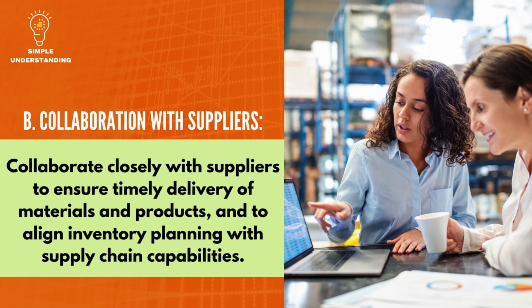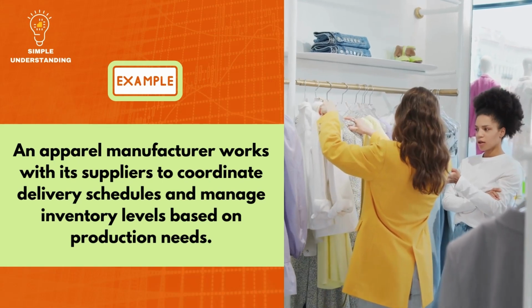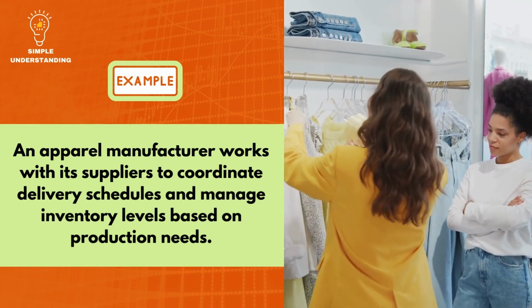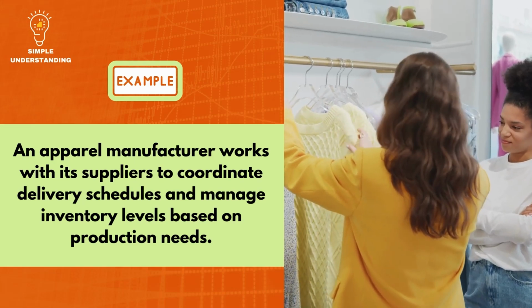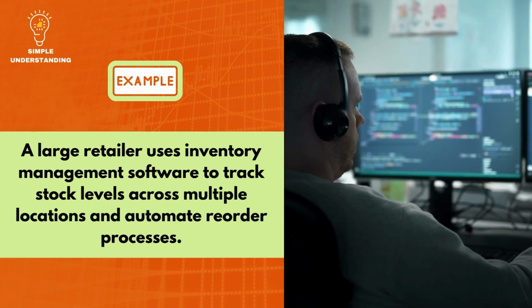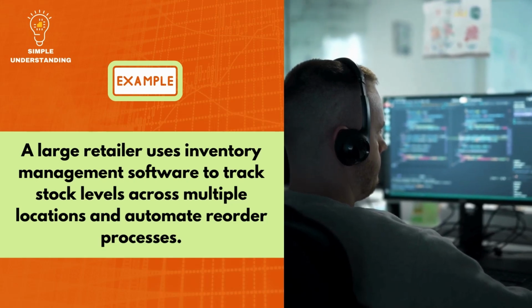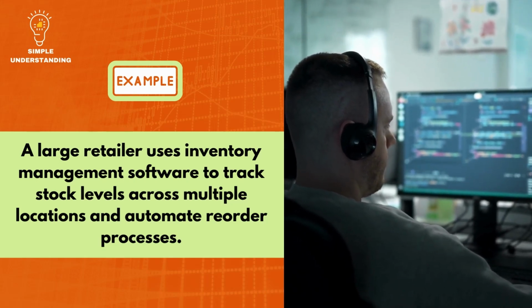B. Collaboration with suppliers. Collaborate closely with suppliers to ensure timely delivery of materials and products, and to align inventory planning with supply chain capabilities. Example: an apparel manufacturer works with its suppliers to coordinate delivery schedules and manage inventory levels based on production needs. C. Implementing technology. Utilize inventory management software and tools to track inventory levels, forecast demand, and automate replenishment processes. Example: a large retailer uses inventory management software to track stock levels across multiple locations and automate reorder processes.